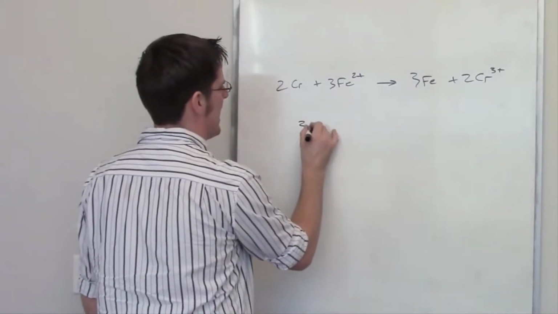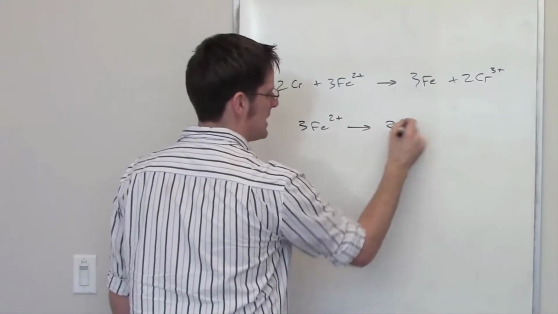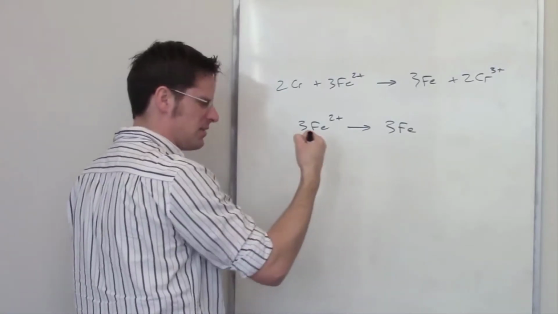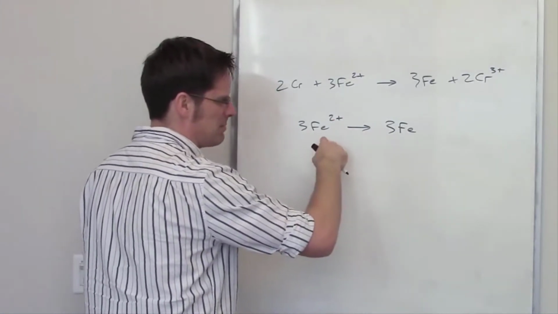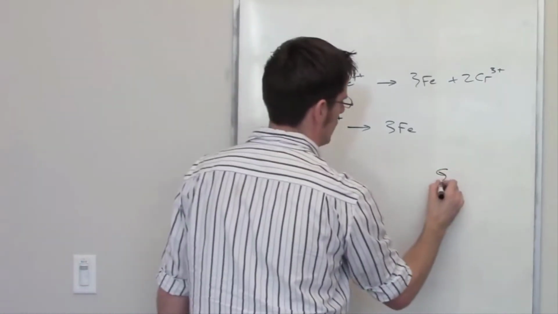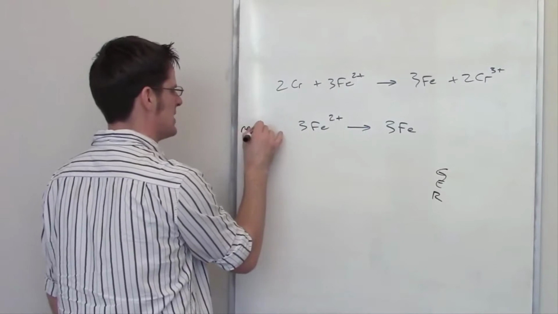So I've got 3 irons, and each of them has a 2+ charge being converted into 3 irons that have a 0 charge. How do I do that? Well, this iron's going from being positive to being 0, which means that it's becoming more and more negative, which means that it's gaining electrons. So if I gain electrons, that's reduction. So this is my reduction step.